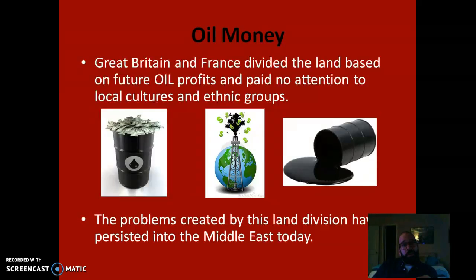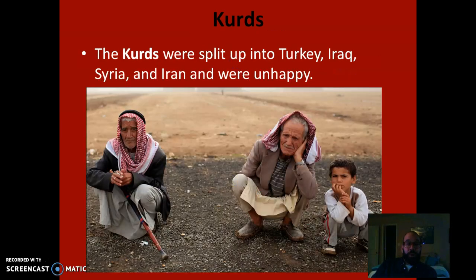Oh, you guys are Sunni and you're Shia? Okay, we'll give you your own country. No, this is not what the Europeans did, the French and the British. They were just like, oil, land, we own this land, we gained it from the Ottomans, let's do this, okay? So the Kurds, they were split up, right? The Kurds were an ethnic group, which you guys learned about earlier this year, and they were split up, right?